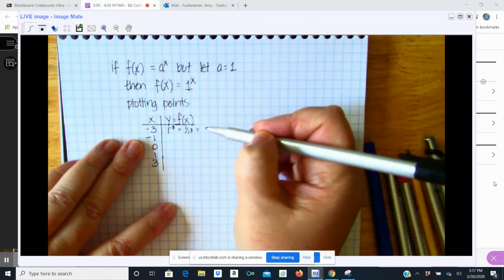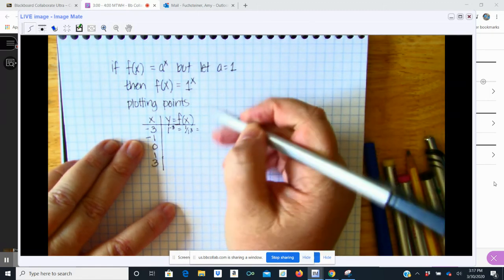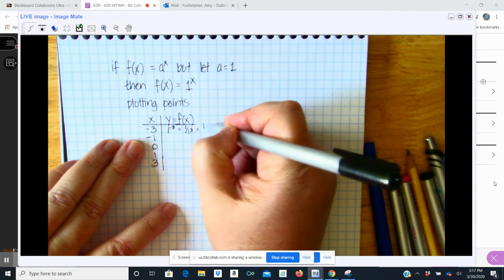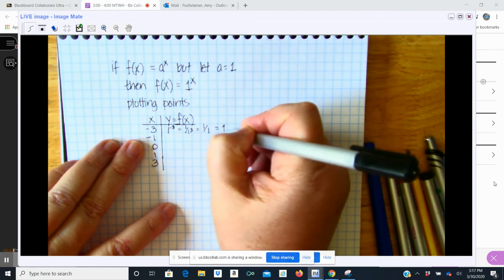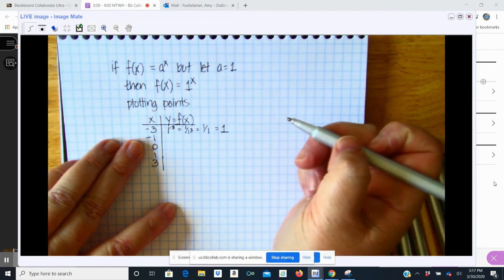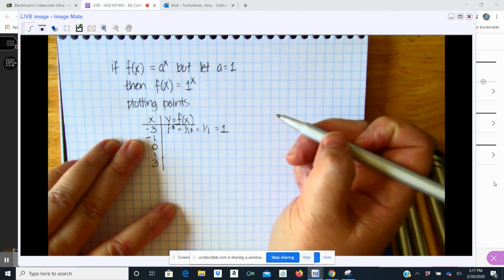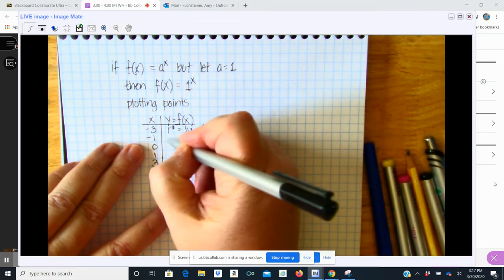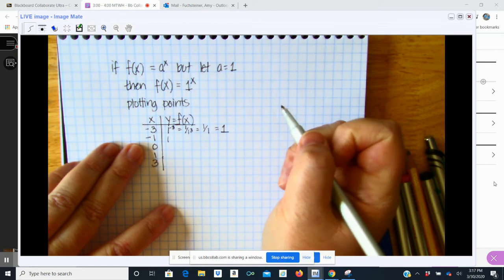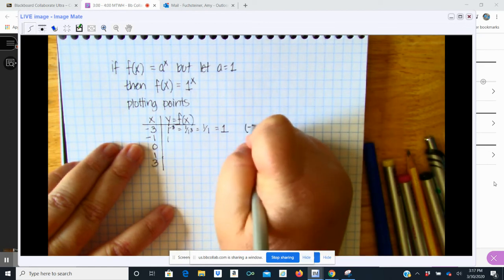And here's where I catch people. 1 to the 3rd power is not 3, it's just 1. It's 1 times 1 times 1. So I'd have a point at -3, 1.